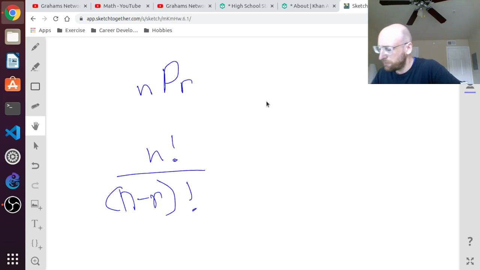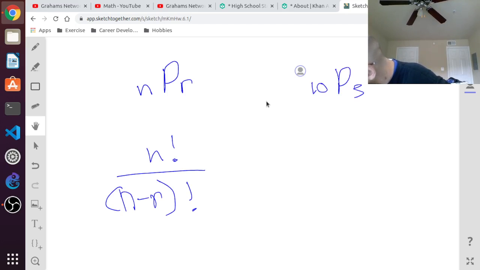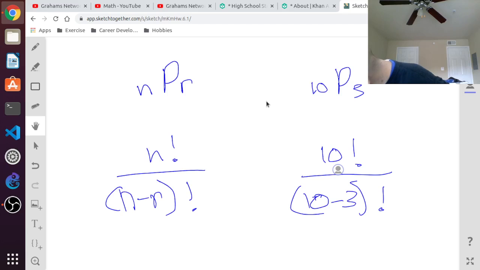Okay, so let's plug those numbers in. The numbers are going to be over to the left here. We're going to use the real numbers. So we've got 10P3. 10 is the n, 3 is the r. So we've got 10 factorial divided by 10 minus 3 factorial. So simplified, that's 10 factorial divided by 7 factorial.